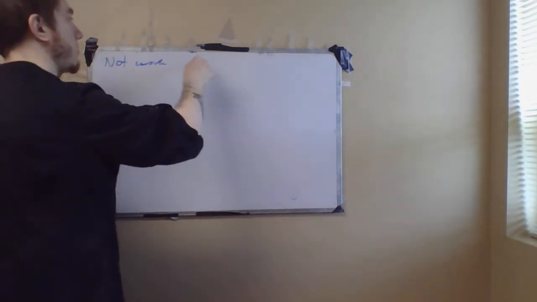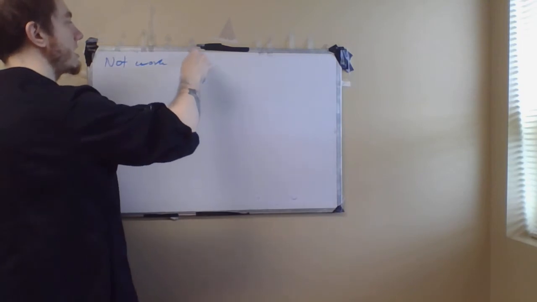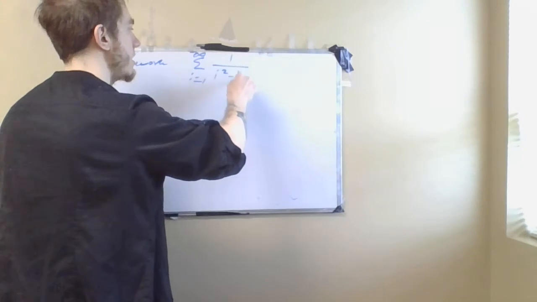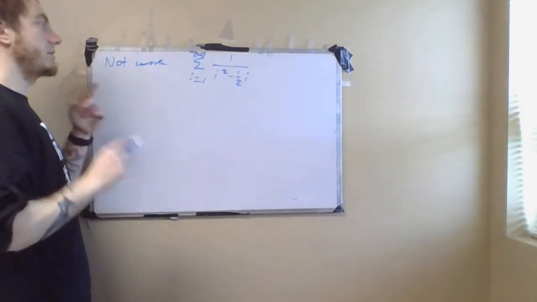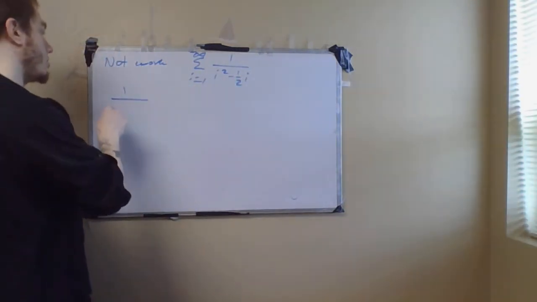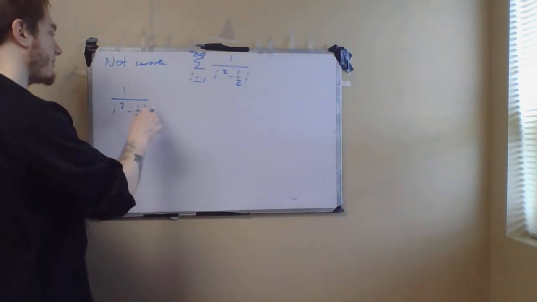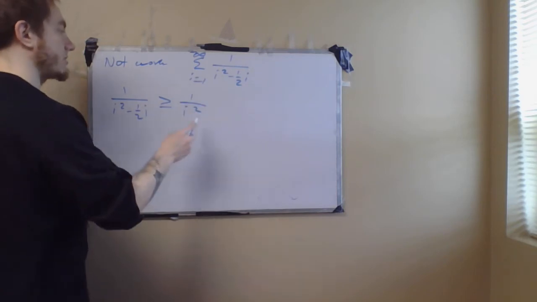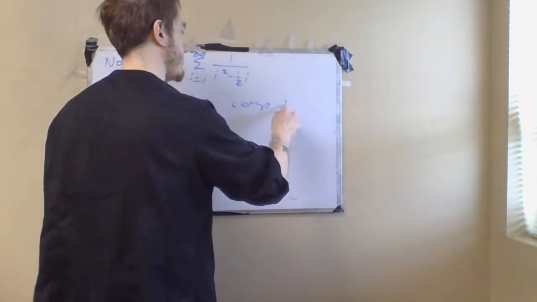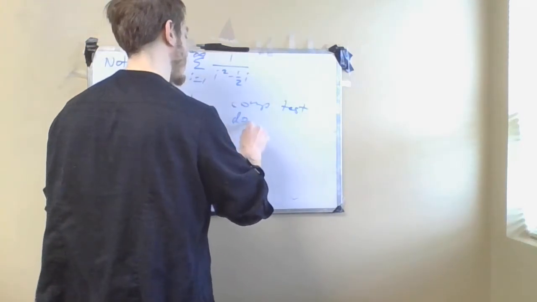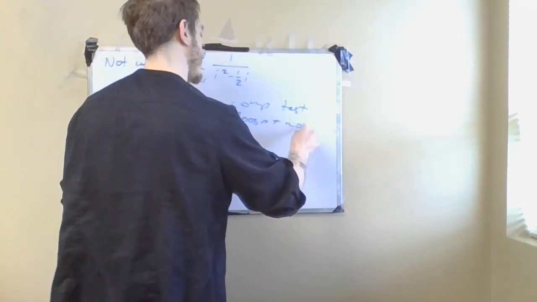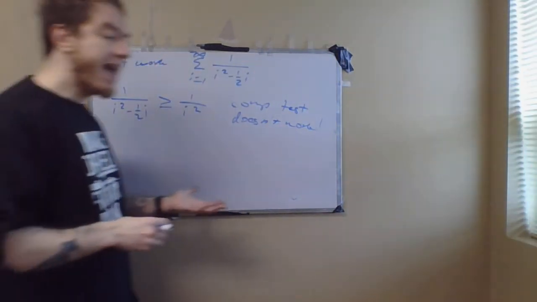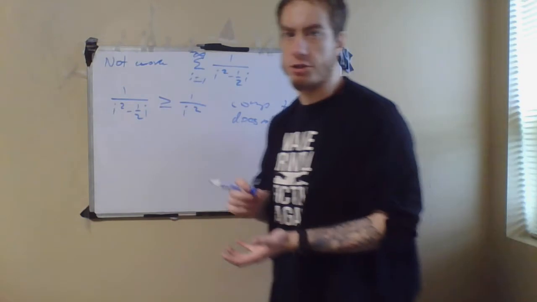The comparison test wouldn't work if I had something like the sum from i equals 1 to infinity of 1 over i squared minus 1/2 i. Because the problem now is that 1 over i squared minus 1/2 i is bigger than or equal to 1 over i squared. So the comparison test doesn't work. Now, that doesn't mean the comparison test is bad. It just means it doesn't work in this particular situation.